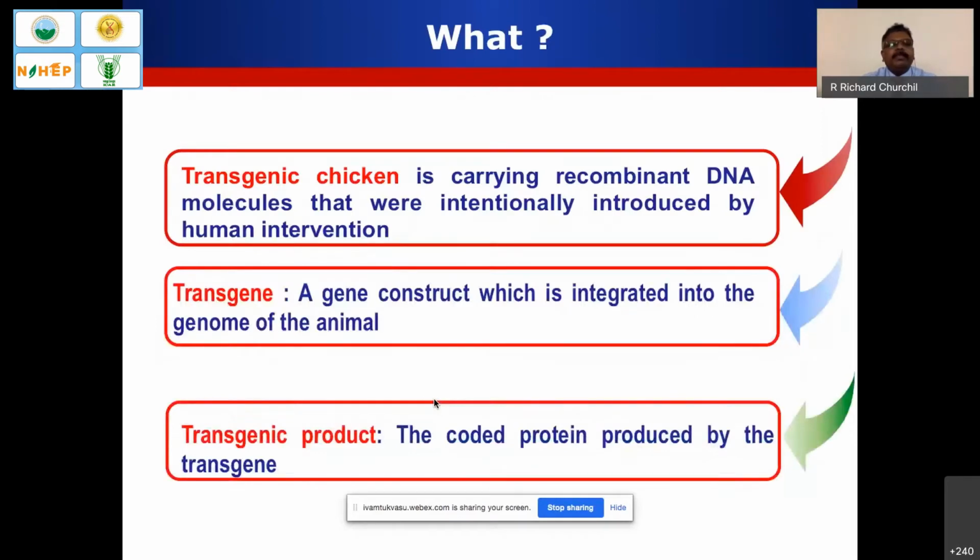And now, what is the transgenic chicken? It's carrying a recombinant DNA molecule, which is introduced by human intervention. This gene is called the transgene, and the product produced by this gene is called the transgenic product.